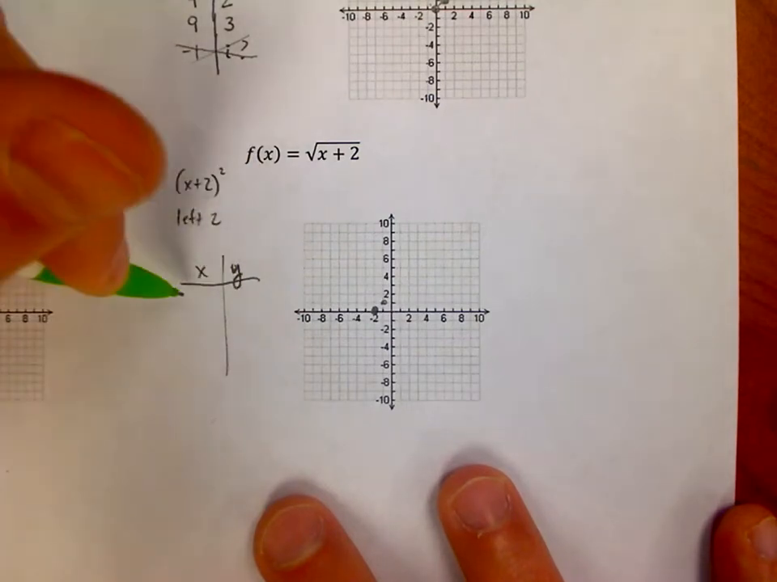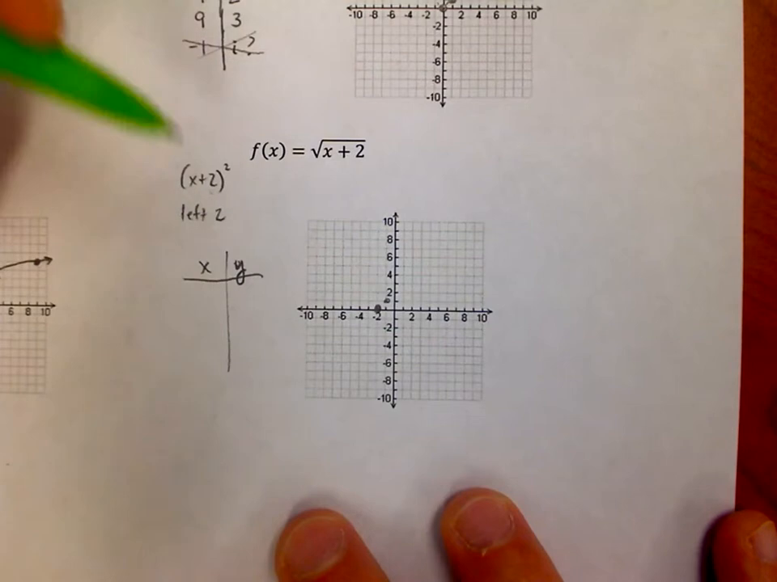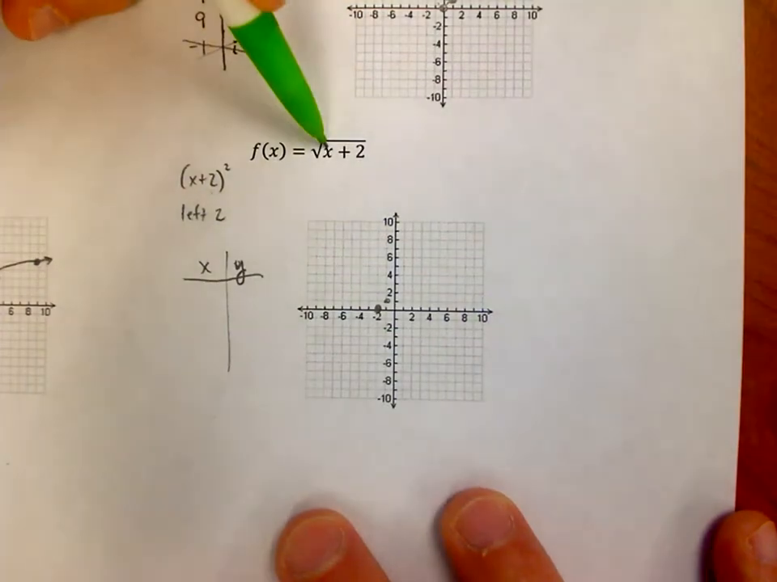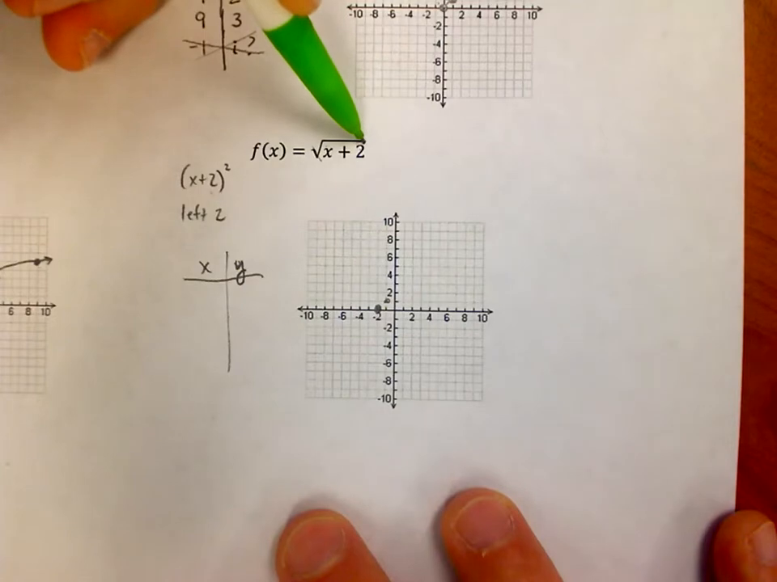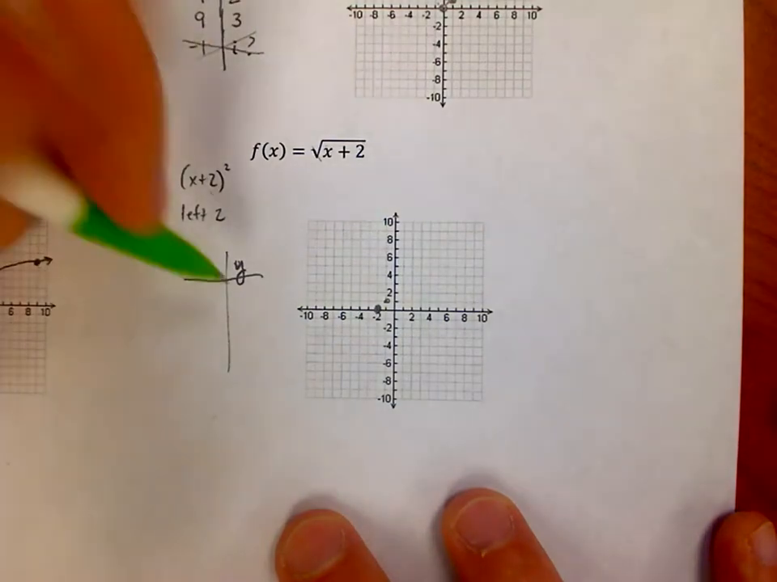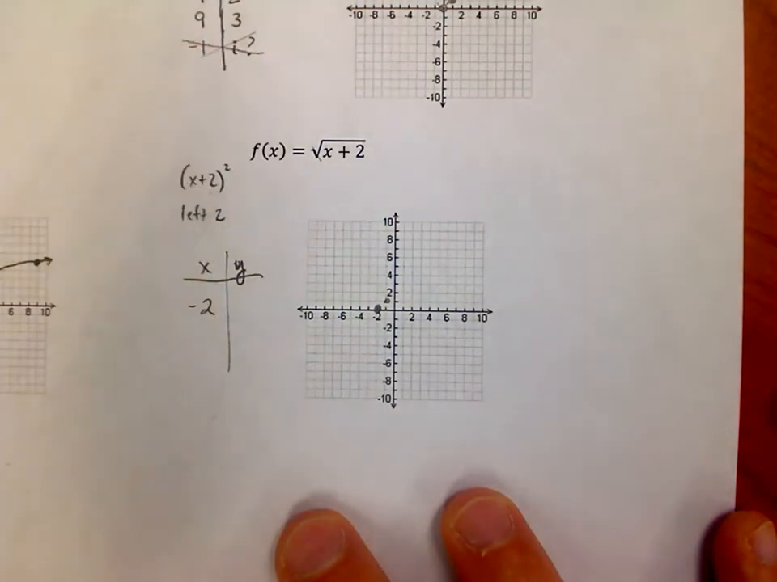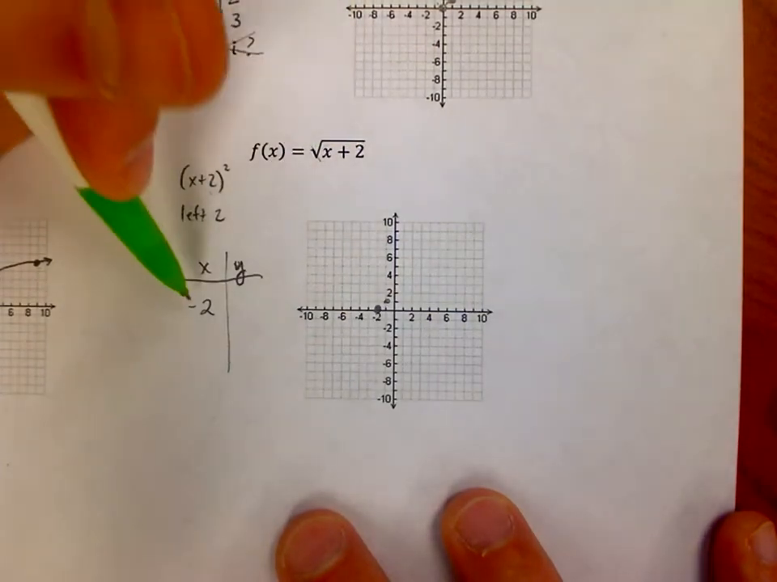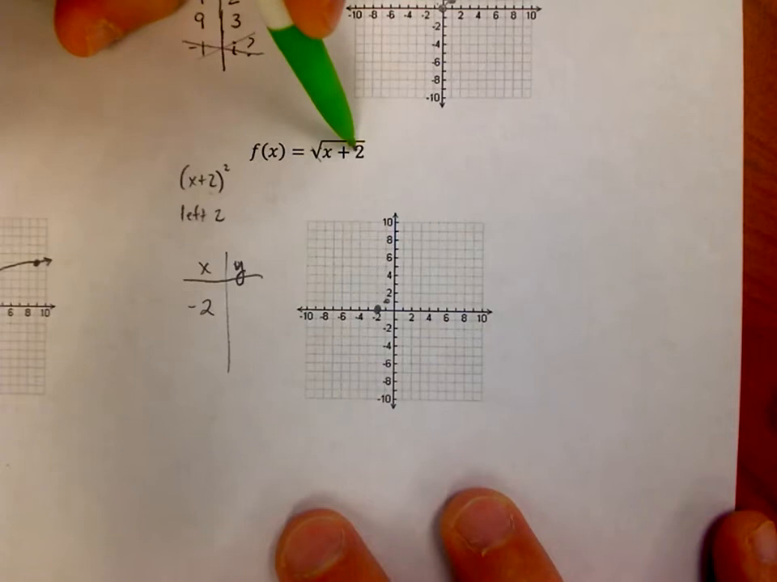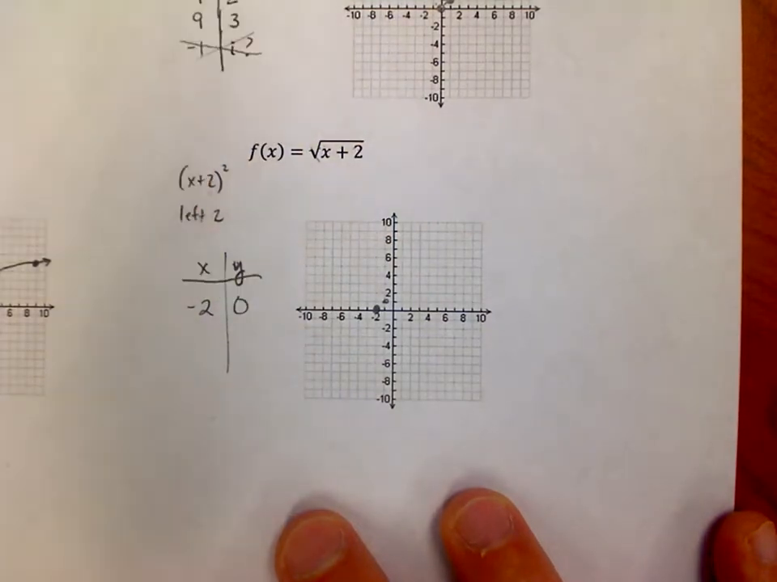Now this is a little bit more complicated. If I put in a 0, that gives me 0 plus 2, and I don't know the square root of 2. So that's not really a convenient value. I think the most convenient value would be what gives me a 0 in the end, okay? And if I put a negative 2 in, that gives me negative 2 plus 2, which is 0, and the square root of 0 is 0.